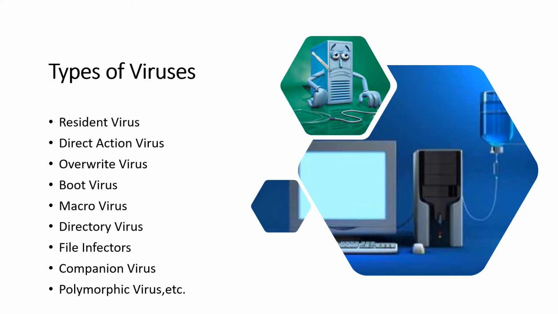First one is resident virus, direct action virus. Direct action virus is also known as non-resident virus, then overwrite virus, boot sector virus, macro virus, directory virus, file infectors, companion virus, polymorphic virus. There are many viruses available. That means many hackers use these viruses depending on their needs. So let's begin with our first virus, resident virus.